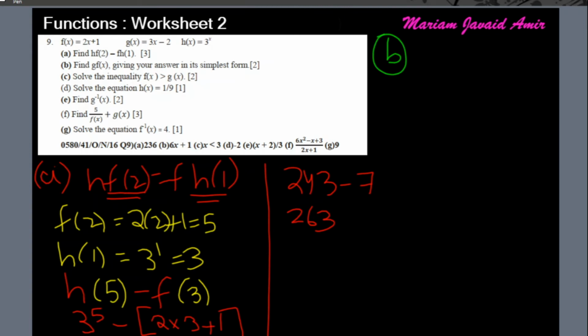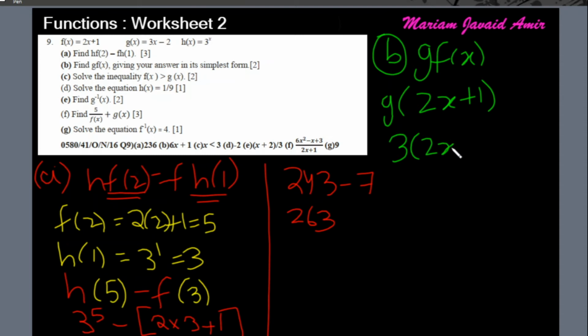Part B. Find g(f(x)), giving your answer in its simplest form. We have to find g of f(x), and f(x) was 2x plus 1. Now in g(x), replace x with 2x plus 1. So 3 times (2x plus 1) minus 2, 6x plus 3 minus 2, 6x plus 1.